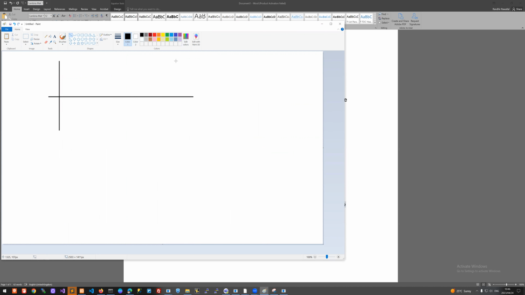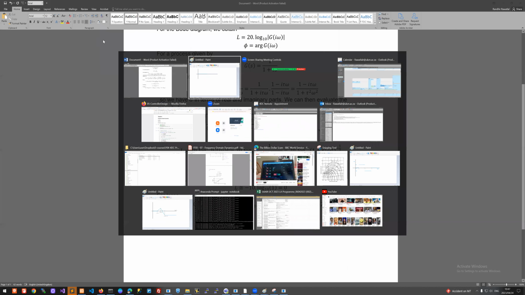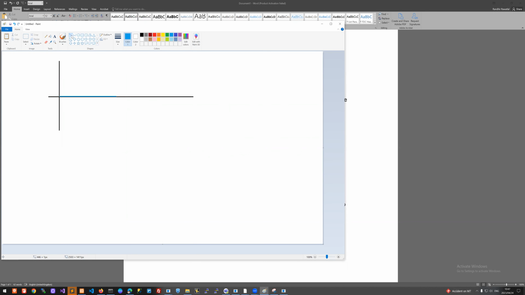We would have a 0 for low values of omega. We said that was one asymptote. And when we got to a certain point, and omega was large enough that we could ignore the one, then this equation applies. And here we can see 20 log 10 omega. So the slope here is minus 20. So in this case, we will eventually end up on this line, right? So that's our L function.